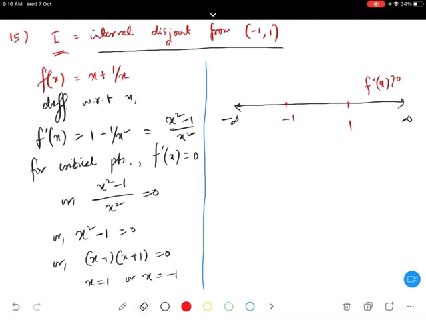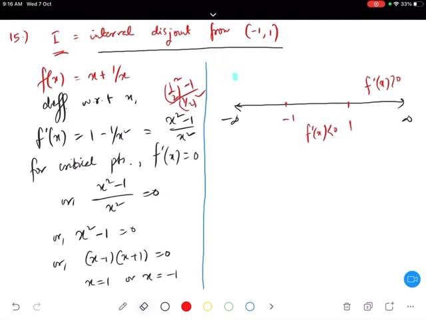So if I take half in there, what do we have? Half square minus 1 divided by half square. Half square is 1 by 4. 1 by 4 minus 1 divided by 1 by 4. And I don't care about the denominator. 1 by 4 minus 1 is a negative number. So I will get a negative number if I take a value between minus 1 to 1. So here f dash x is less than 0. So the slope will be less than 0.